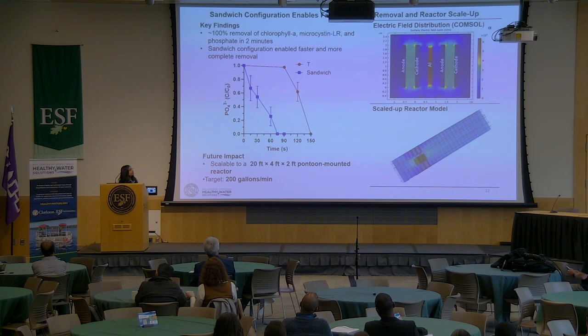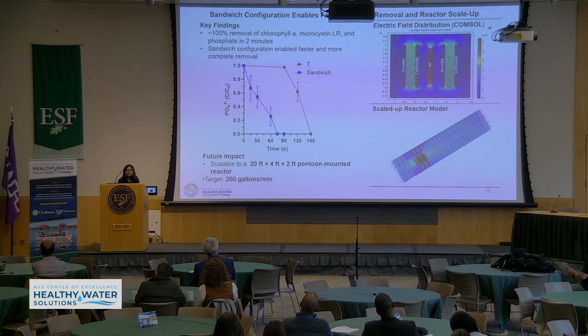On the right figure, we showed COMSOL simulations, mainly to visualize and to optimize this effect. Also from the simulations, we observed that in case of the sandwich configuration, the electric field was more concentrated and uniform for the aluminum plate, thus enabling faster aluminum ion release and phosphate removal.